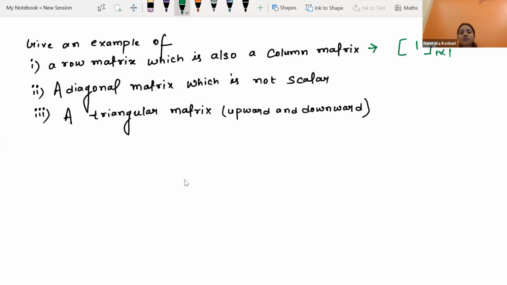Next, a diagonal matrix that is not a scalar. We draw it like a 2 by 2 matrix. We can put 1 and 2 in one diagonal, 0, 0 in the other diagonal, like this. It is not a scalar, but it is diagonal.